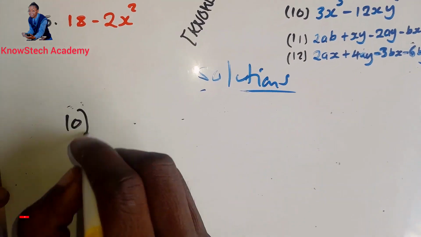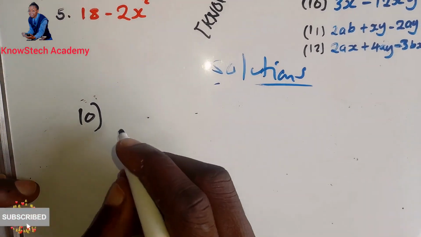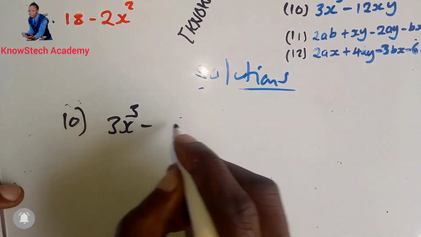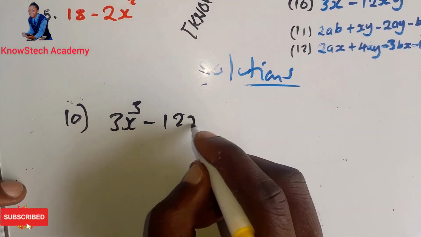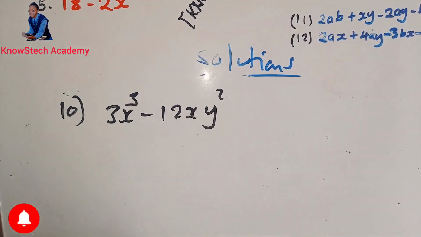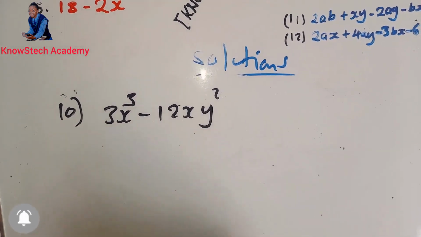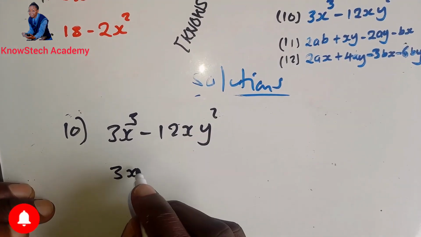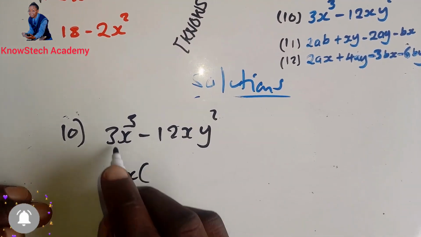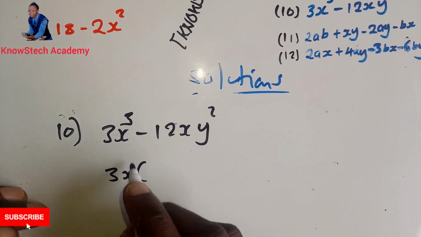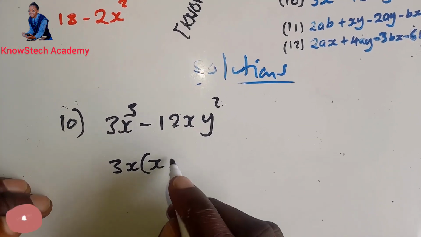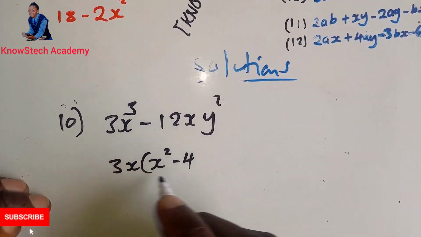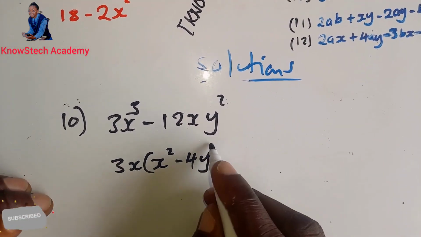Okay, so question 10. You have 3x cubed minus 12x squared. So we have 2 terms. So what is common here? 3 is common. X is also common. Nice. So 3 and 3 will cancel. X into x to the power 3 will remain with 2 x's. Then minus 3 into 12 is 4. X and this x will cancel, remain with y squared.